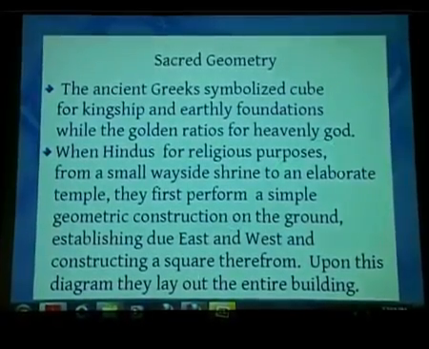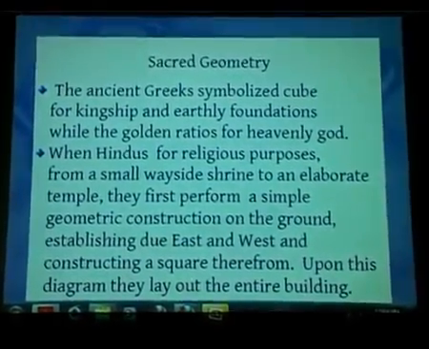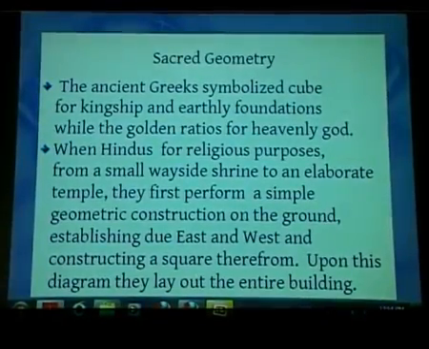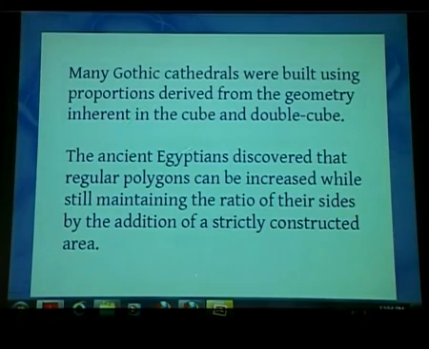First they will fix east and west and a square platform, and on that platform they will lay out the entire building. Now these cathedrals, that means the Christians, they use cube and double cube in their construction, and the ancient Egyptians, they want to construct everything in a regular polygon and different sizes also. They don't want to change the shape, they just want to increase the pentagon. So all these pentagonal numbers, square numbers, which were already observed in the ancient period, and they are very strict about this in their construction.